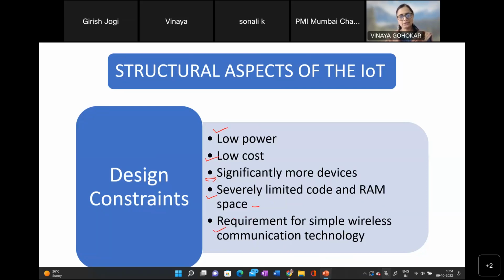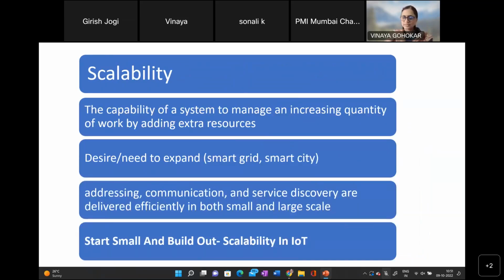So low power, low cost, and considering the scalability, we'll come to scalability next. The device must be able to operate in a constrained environment, with limited code and RAM space and limited bandwidth. As I said, scalability is one of the basic terms in IoT applications. Scalability you can define as the capability of a system to manage an increasing quantity of the load.